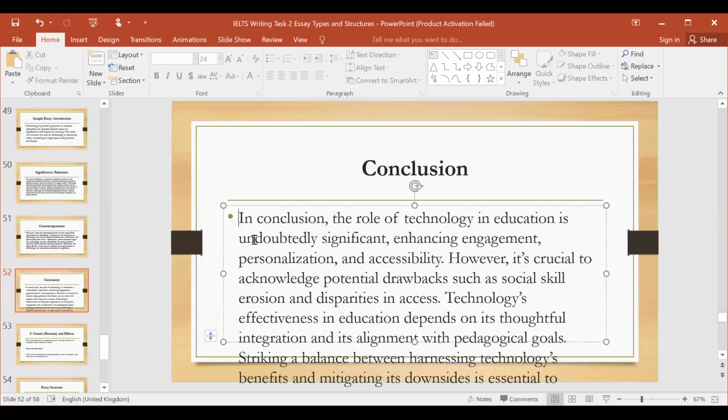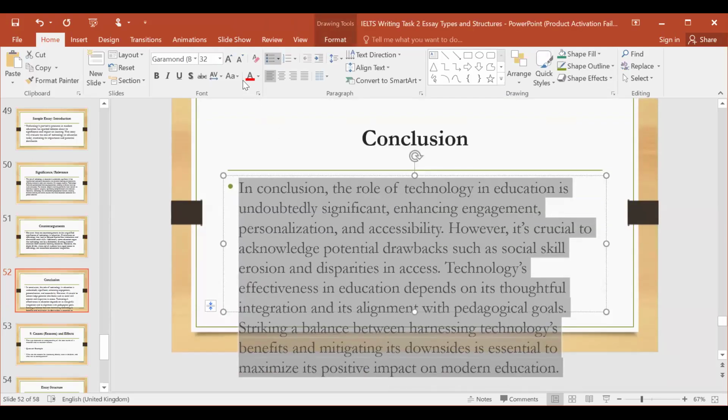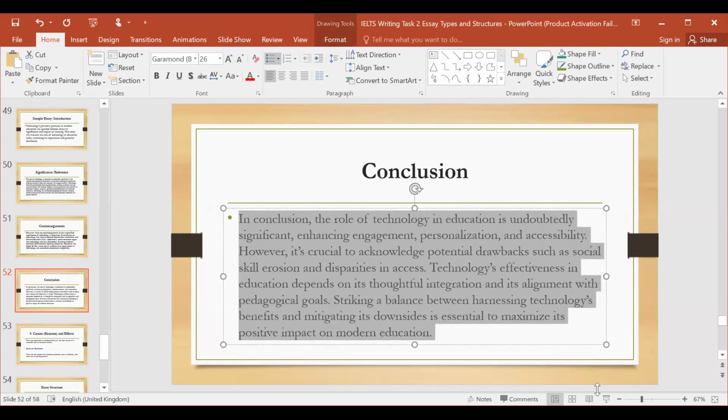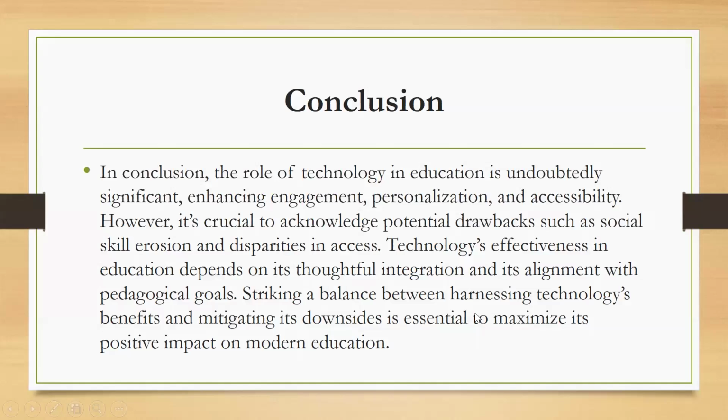Let me resize my conclusion. There you go. So the conclusion will look like this. In conclusion, the role of technology in education is undoubtedly significant, enhancing engagement, personalization, and accessibility. However, it is crucial to acknowledge potential drawbacks such as social skills erosion and disparities in access.